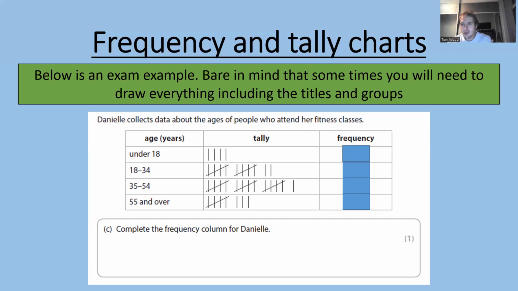So an idea of a question. This has popped up for level 1 learners before. We're not actually going to go through this, but I just wanted to show you it. This is an exact question from a past paper. Danielle collects data about the ages of people who attended her fitness class. Complete the frequency columns for Danielle. All it's asking you to do is literally read them.